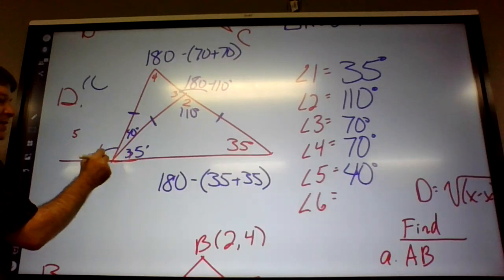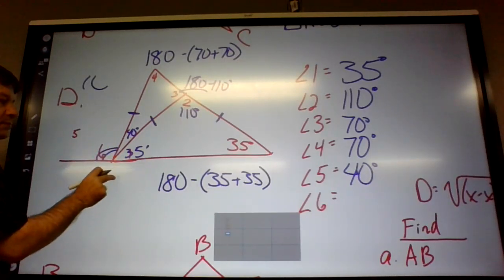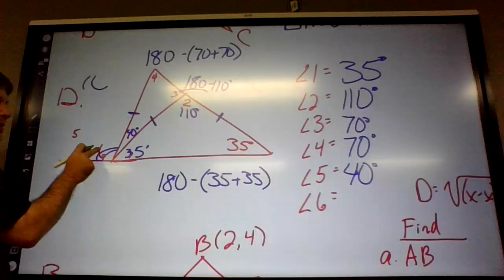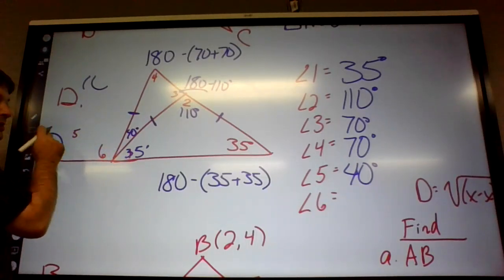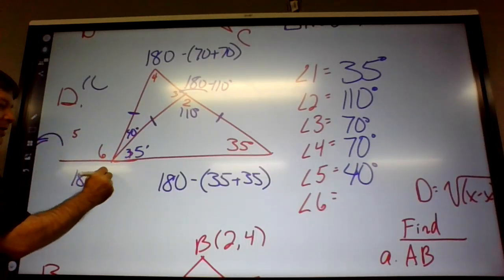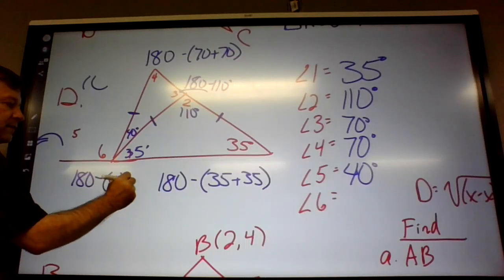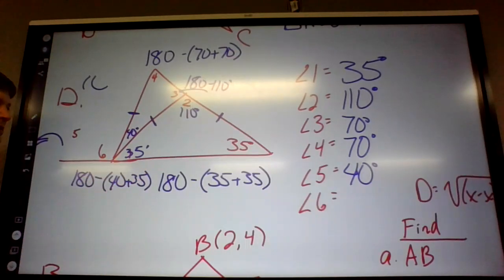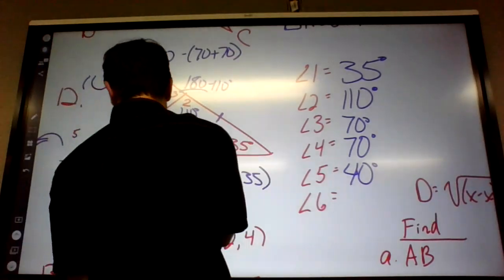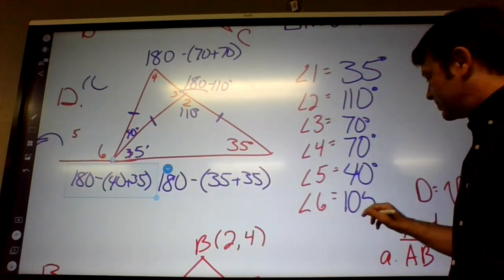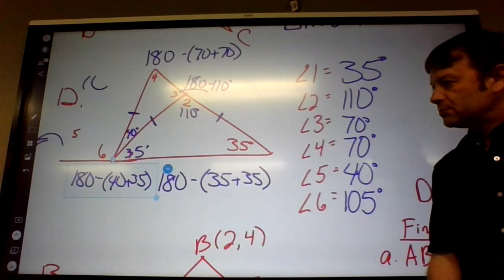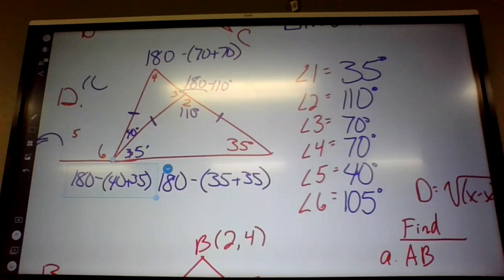How do I find this last one over here? 180, no, you did that, plus that, it's 40, and then 180 minus that. Right. These 3 angles together make a straight line, so they have to add up to 180. So 180, take away the 40 and 35 is 75, so that makes it 105. 105. Yes. Good job.